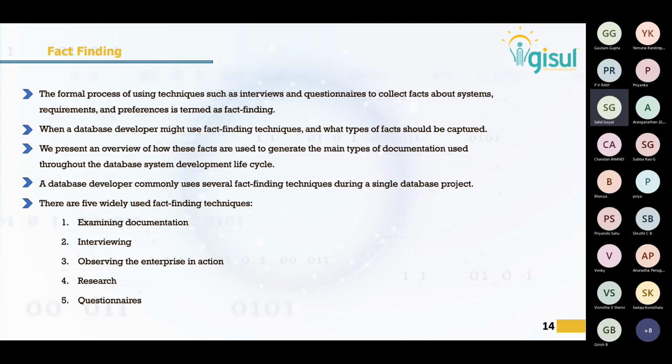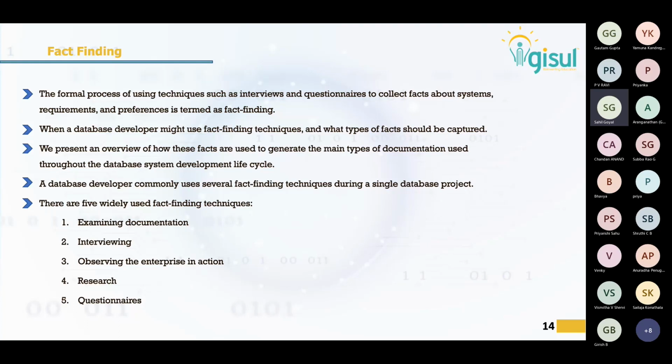Then the second step is when a database developer might use a fact-finding technique and what type of facts need to be captured. We represent an overview of how these facts need to be generated and documented throughout the database lifecycle. A database developer commonly uses several fact-finding techniques during a single database project, which include examining documentation, interviewing, observing the enterprise in action, planning, research, and questionnaires.